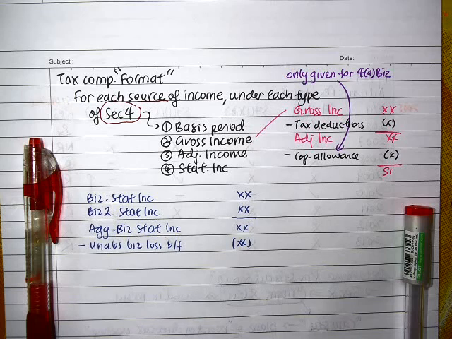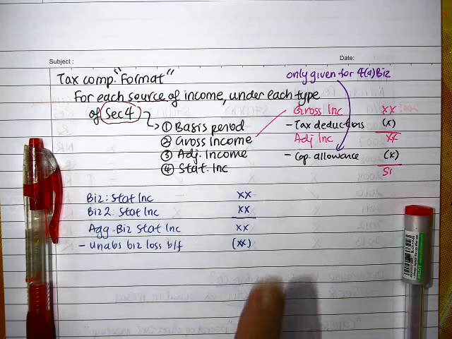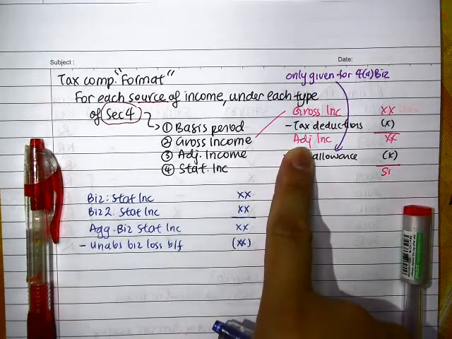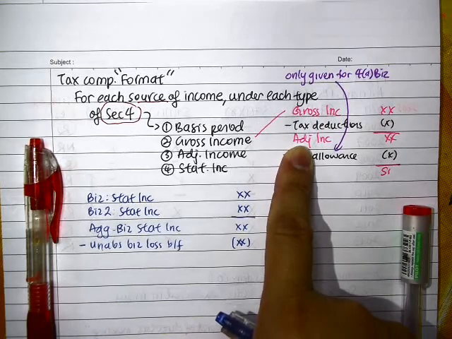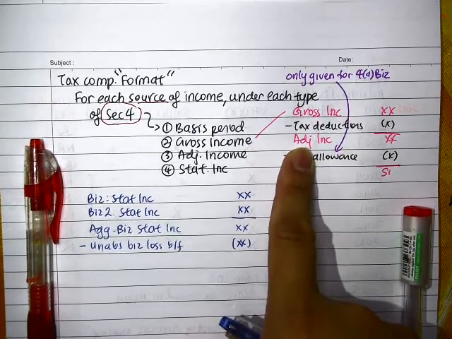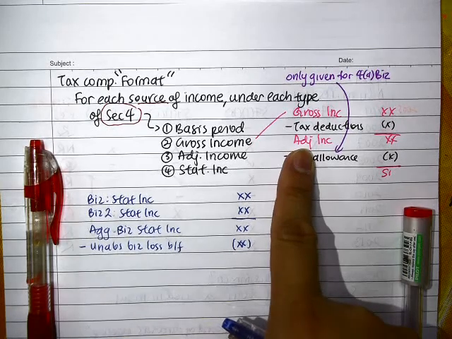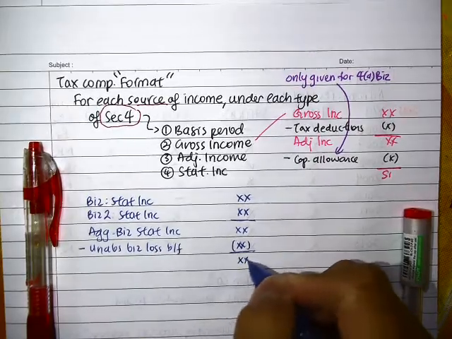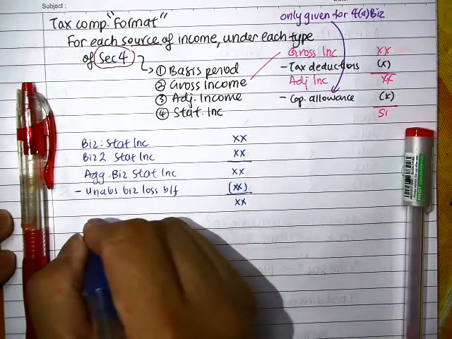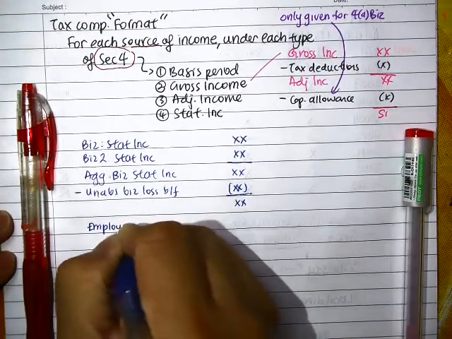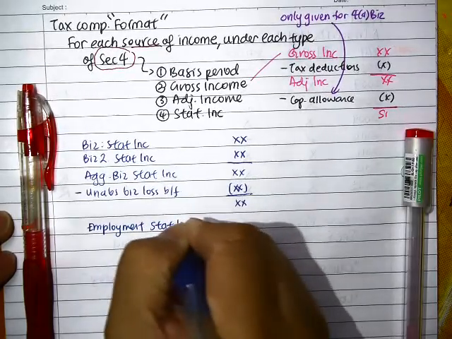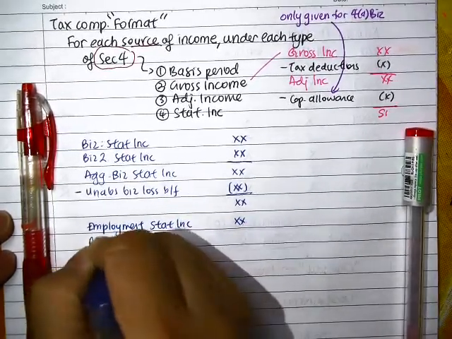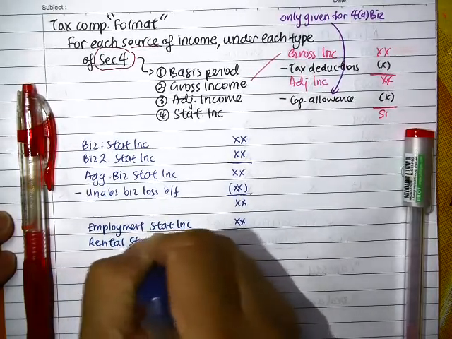So what do you mean by unabsorbed business loss brought forward? Business loss occurs if you get an adjusted loss. The adjusted loss that you have in that year is called current year. If the current year cannot finish, the extra is called unabsorbed. Then you bring it to next year. So this must be the loss from last year. Now after you have the business, you bring in all the non-business. For example, I have my employment statutory income and my rental statutory income.